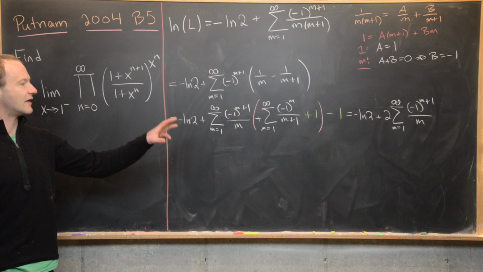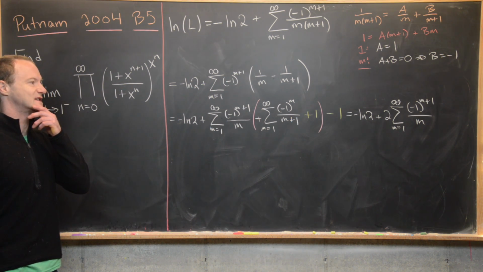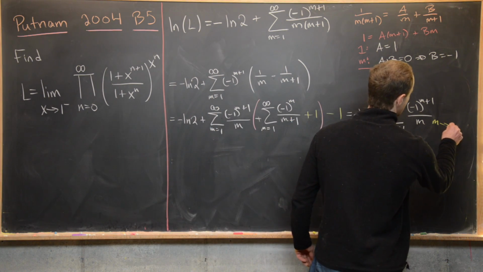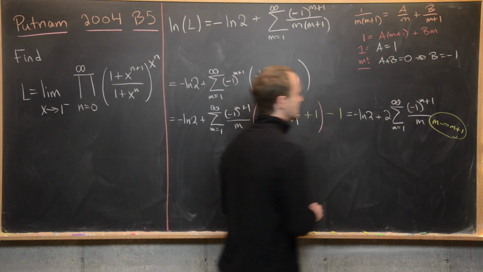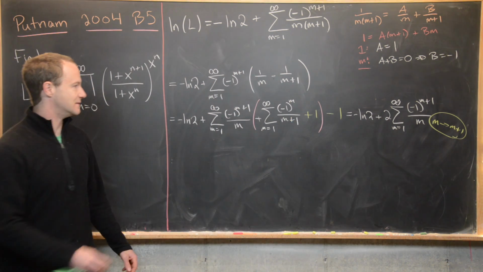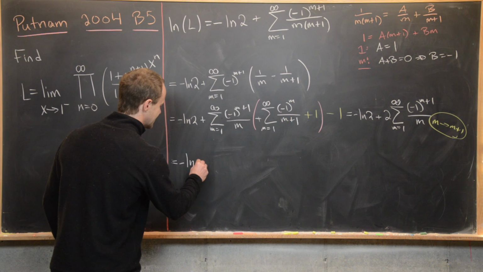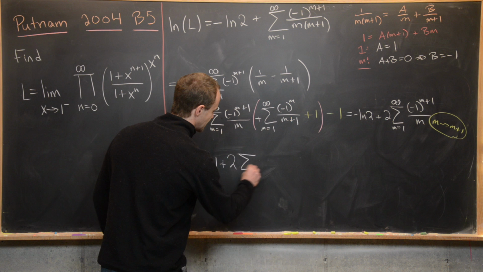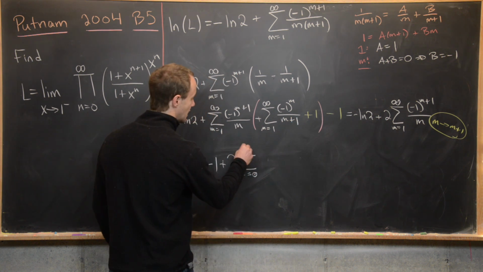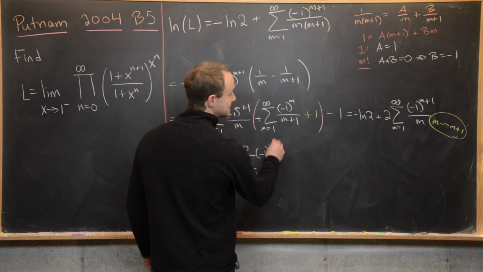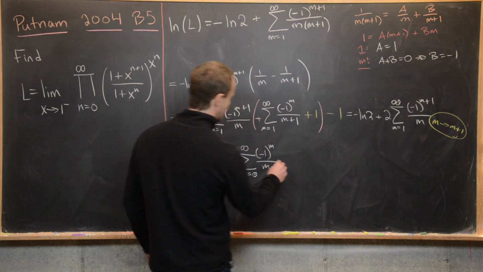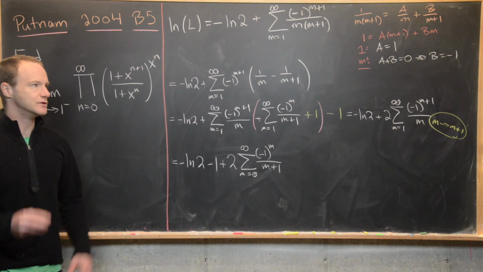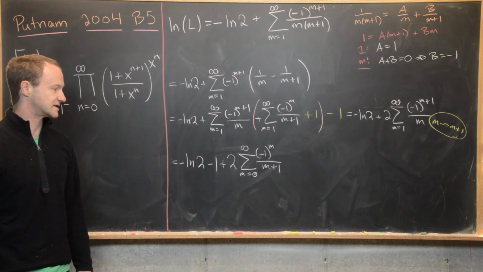Okay, good. Now next, I want to re-index this so this starts at m equals 0. I can do that by replacing m with m plus 1 here. So when m plus 1 is 1, then that means m is equal to 0. So that means now we have minus natural log of 2 minus 1 plus 2 times the sum as m goes from 0 up to infinity of (-1)^m over m plus 1. Now that may not seem super helpful, but if my sum starts at 0, I can use maybe techniques of geometric series to get this sum.